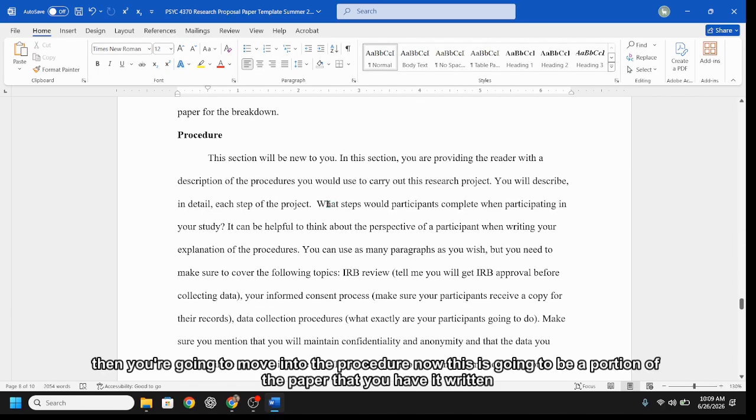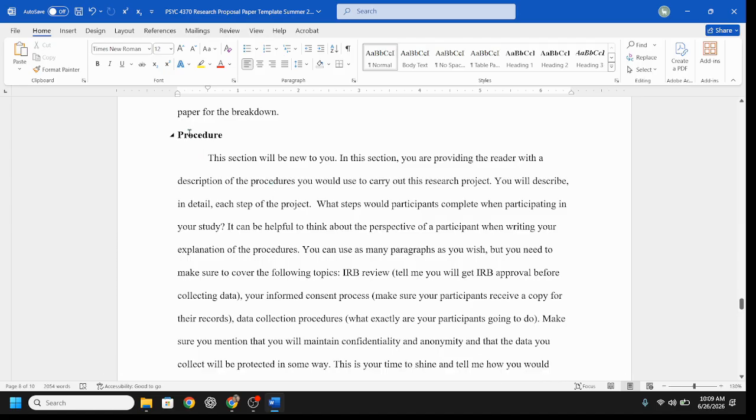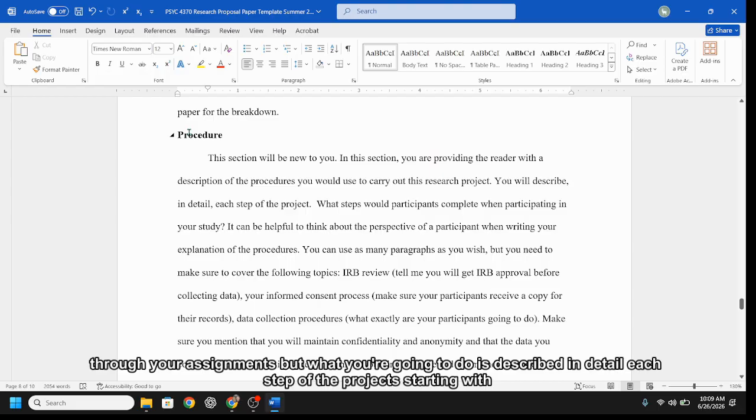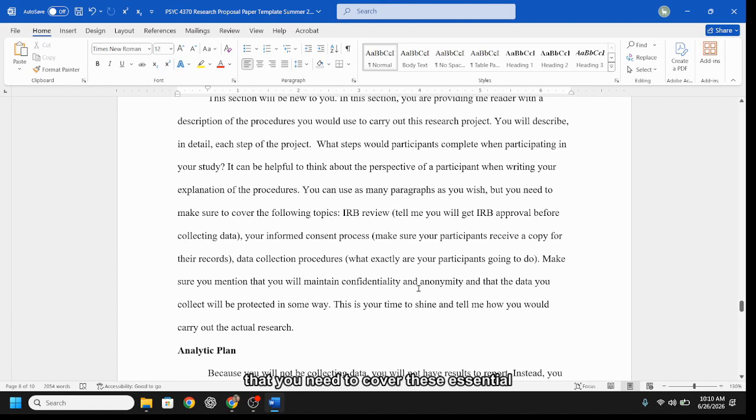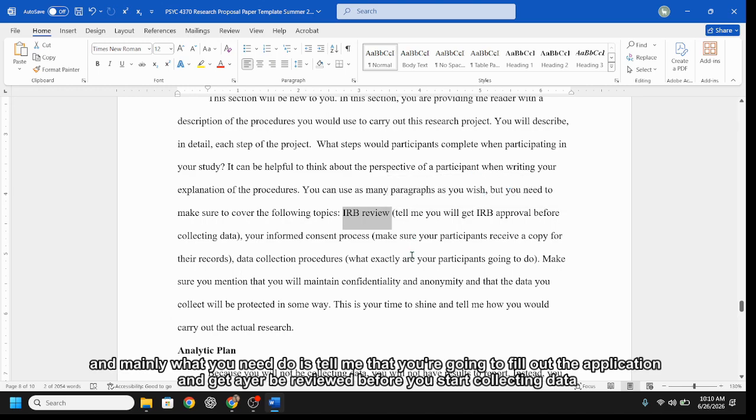Then you're going to move into the procedure. Now, this is going to be a portion of the paper that you haven't written through your assignments. But what you're going to do is describe in detail each step of the project, starting with IRB. You can have as many paragraphs as you want, but you need to cover these essential topics. You need to talk about IRB review, and mainly what you need to do is tell me that you're going to fill out the application and get IRB review before you start collecting data.